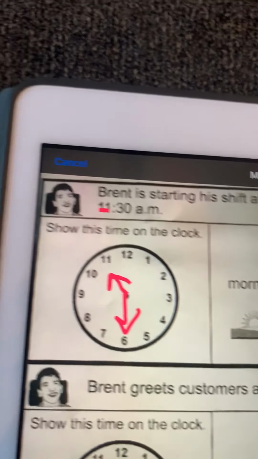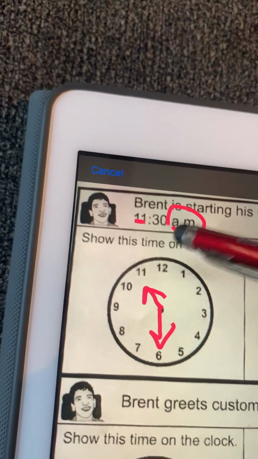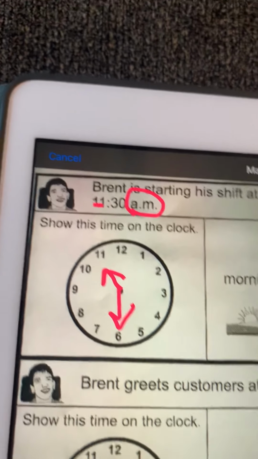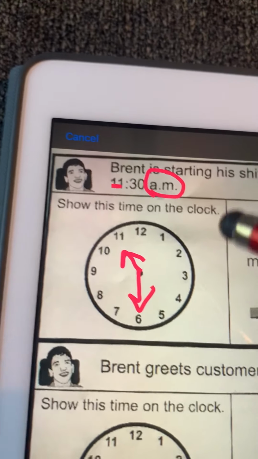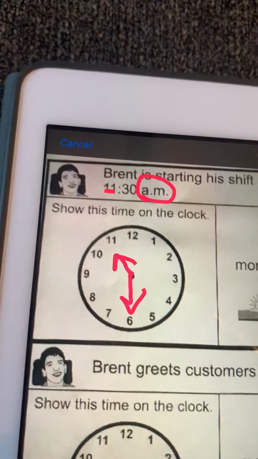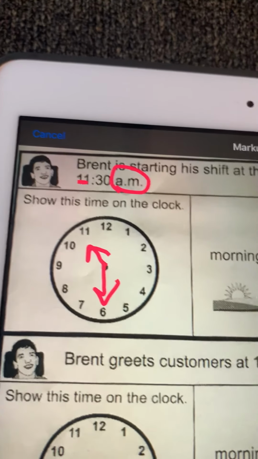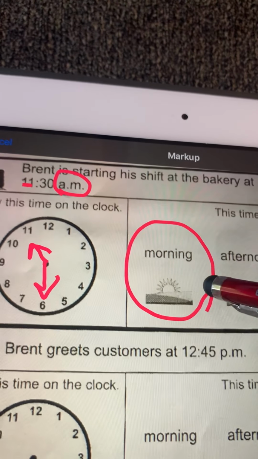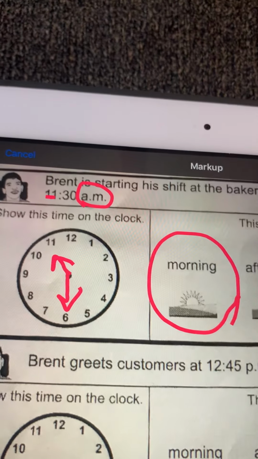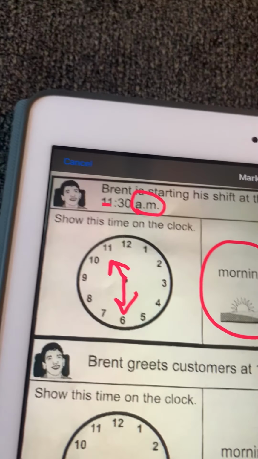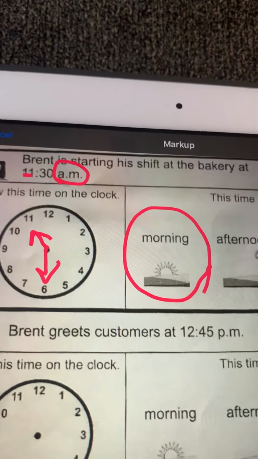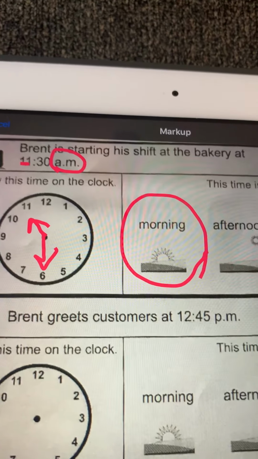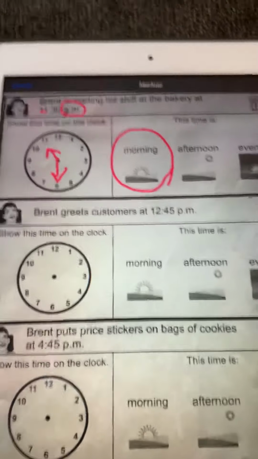Okay. So now we have to work on this, and this is going to tell us what time of day it is. Okay, anytime it says AM, that is going to be in the morning hours. So for this one, we can go ahead and circle morning because it says AM. And usually anything before 12 o'clock is AM. Well, not usually, it is. It's AM.